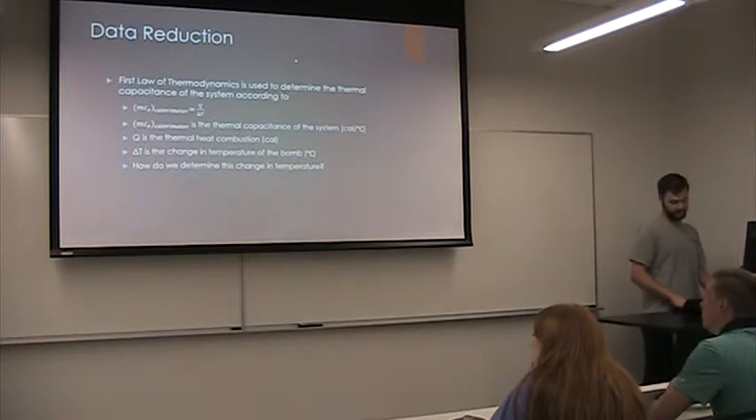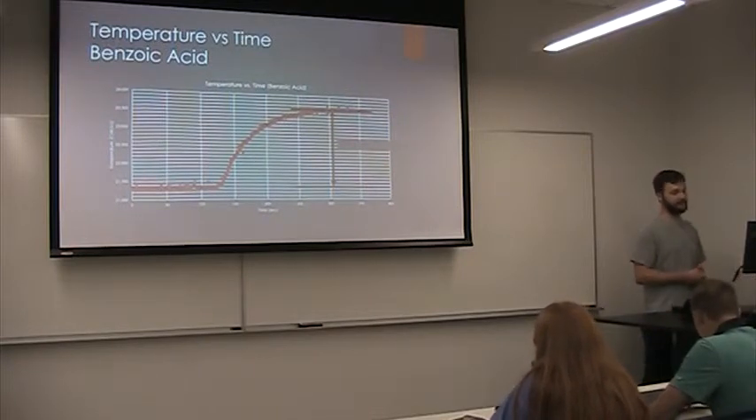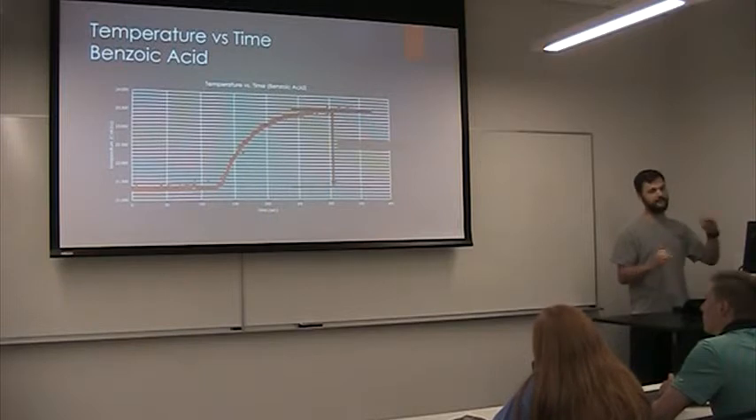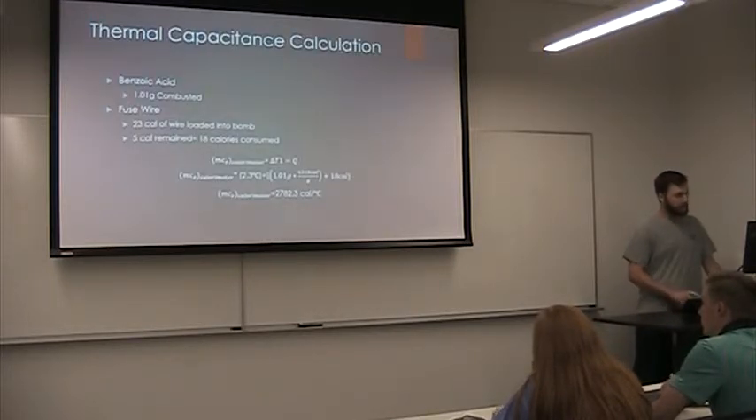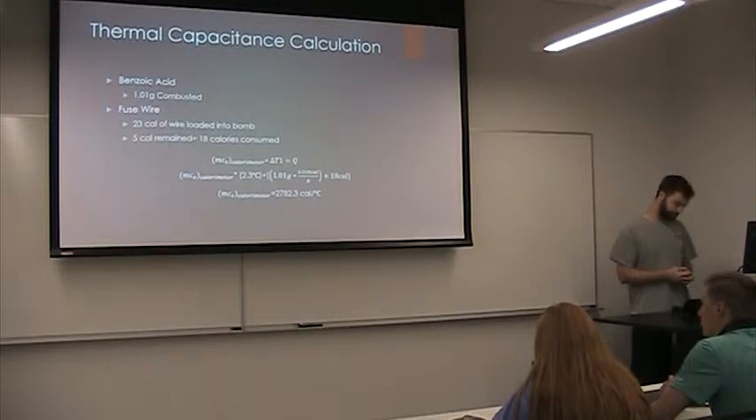So how do we determine this change in temperature? I plotted the change in time versus change in temperature, and then took a mean value of the max and min of values that I got. So for the benzoic acid, I got a differential temperature of about 2.3 degrees Celsius. And then when we weighed our benzoic acid tablet, it came out to 1.01 grams.